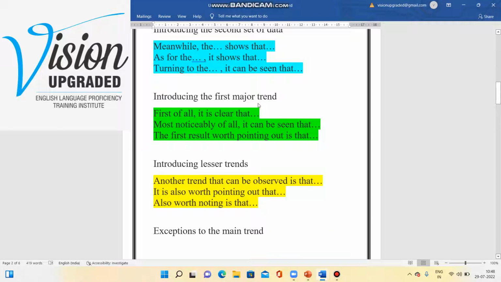Introducing the first major trend. So if there is some trend, you can say first of all it is clear that, most noticeably of all, it can be seen that, the first result worth pointing out is that. Moving to the lesser trends, you can use another trend that can be observed is that, it is also worth pointing out that, also worth noting is that.